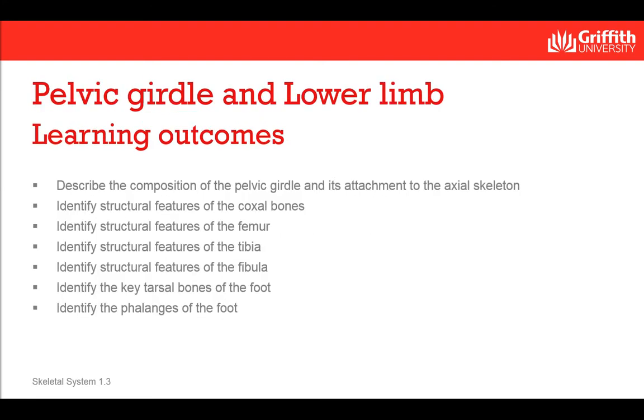That brings us to the end of Module 1, Topic 1.3, the appendicular skeleton. You can see here that we have completed all of our learning outcomes for Topic 1.3, Part B, the pelvic girdle and the lower limb. We have described the composition of the pelvic girdle and its attachment to the axial skeleton. We've identified the structural features of the coxal bones. We've identified the structural features of the femur. We have identified the structural features of the tibia. We have identified the structural features of the fibula. We've identified the key tarsal bones in the foot. And we have identified the phalanges in the foot.